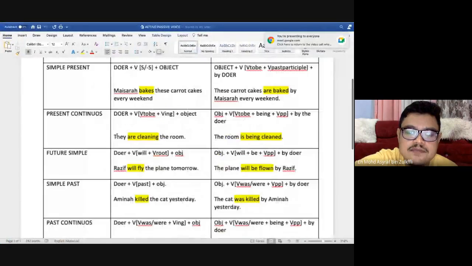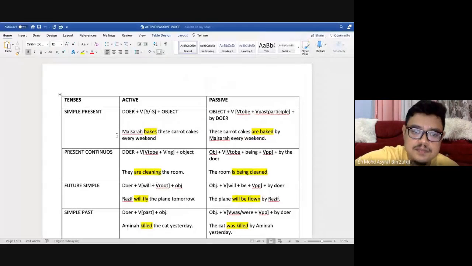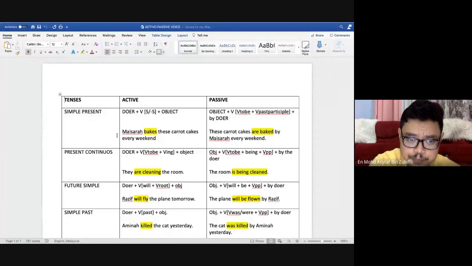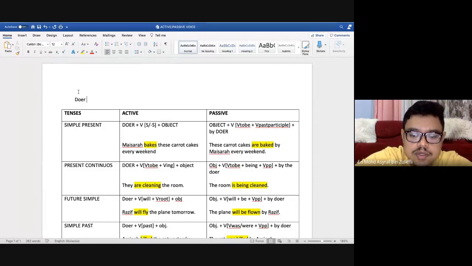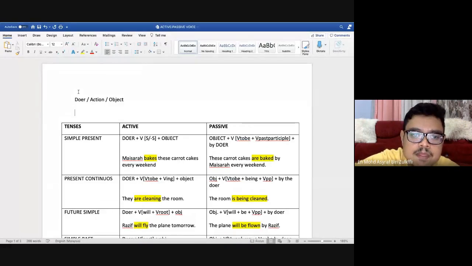When we look at active and passive voice, there are three terms that you have to know: the doer, the action, which is the verb, and the object. Let me write it down. In your sentence, usually it will consist of these three elements: the doer, the action, and the object.